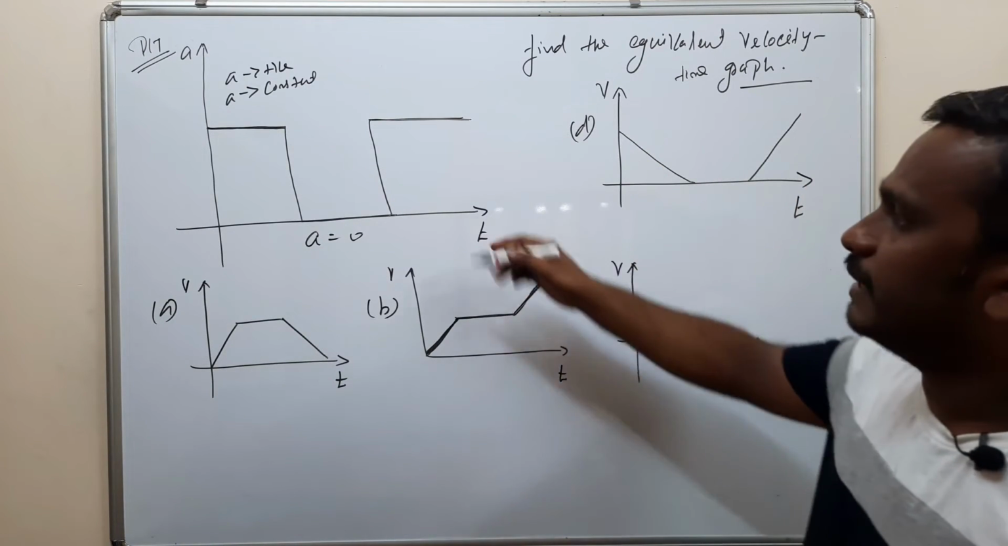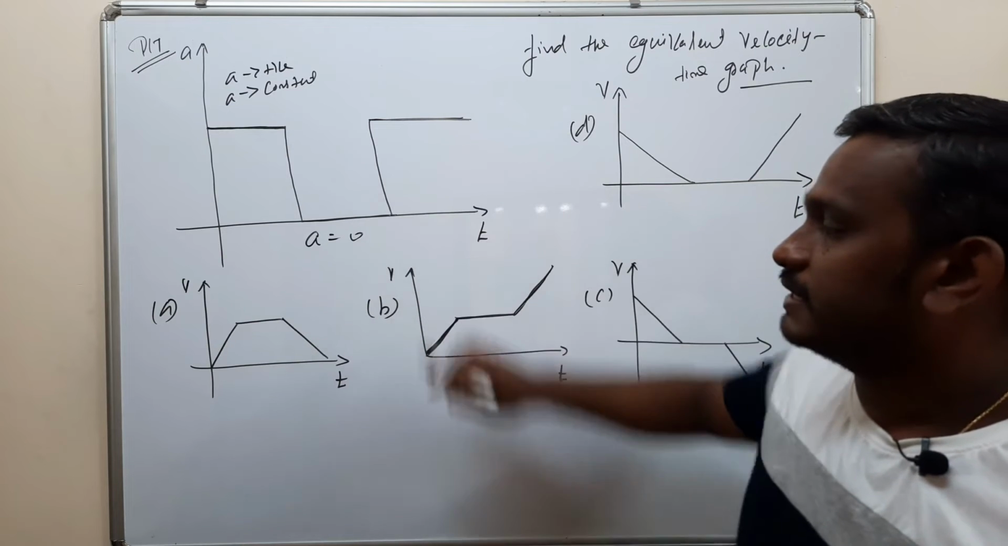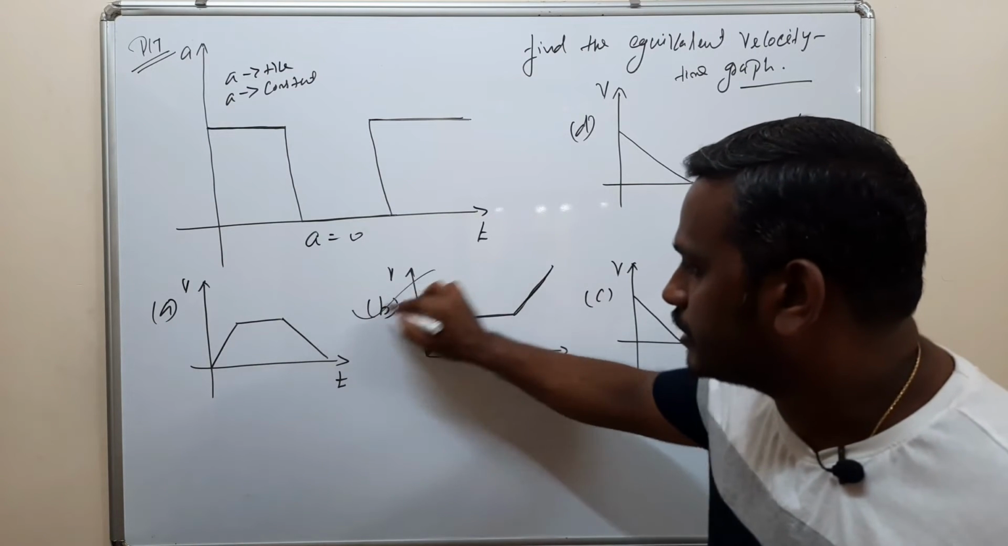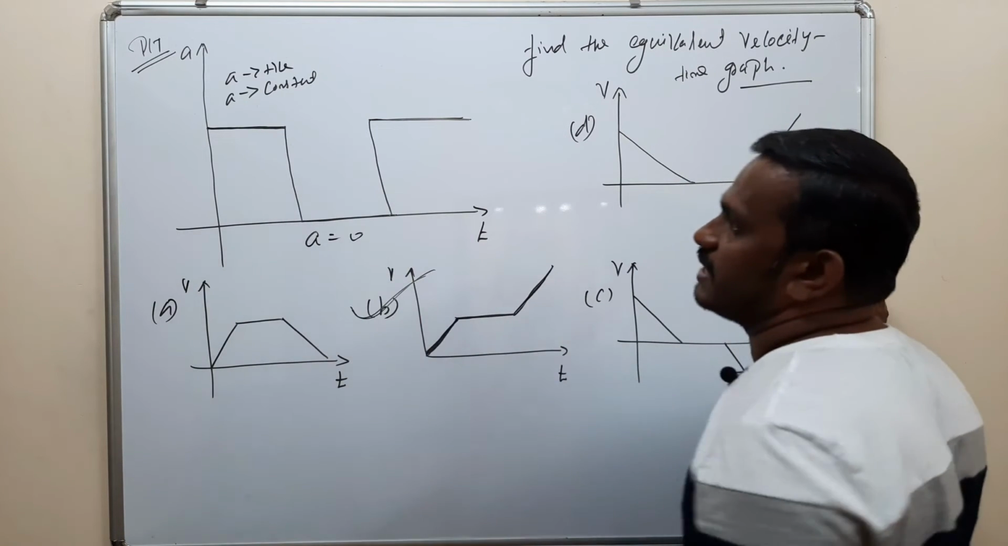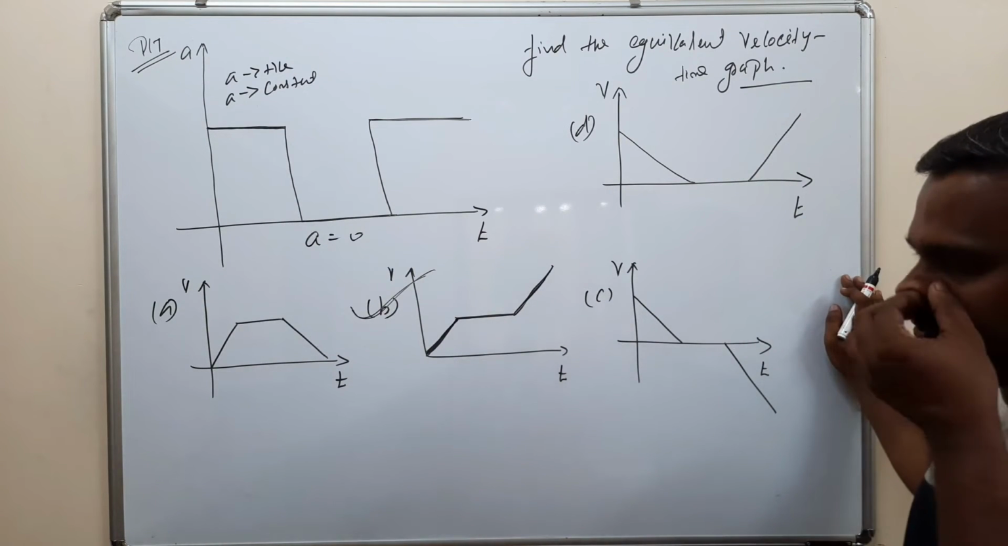equivalent velocity time graph for this acceleration time graph. So option B is the answer. No other graph matches with this acceleration time graph.